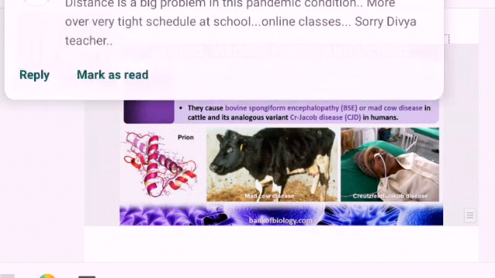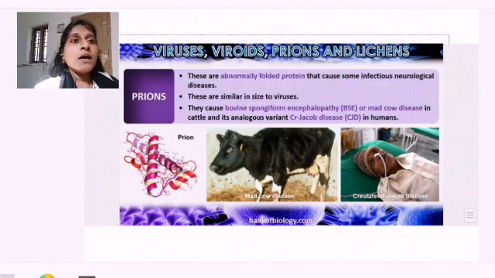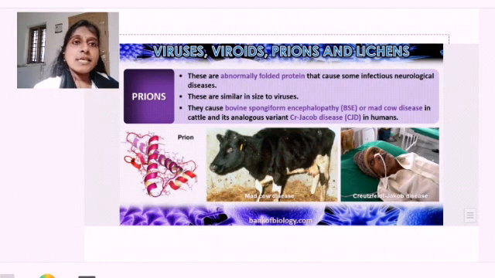We call them as what? We call it as prions. Okay. They are similar in size to viruses. They cause bovine spongiform encephalopathy, or mad cow disease, which is caused in cows.